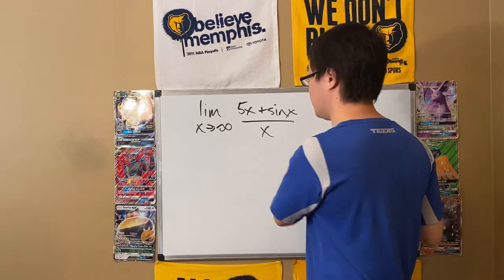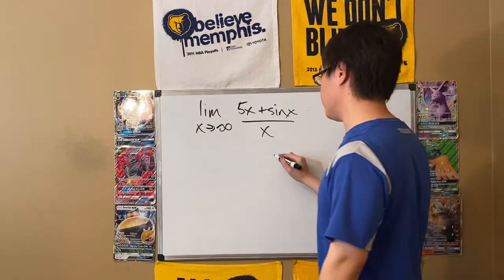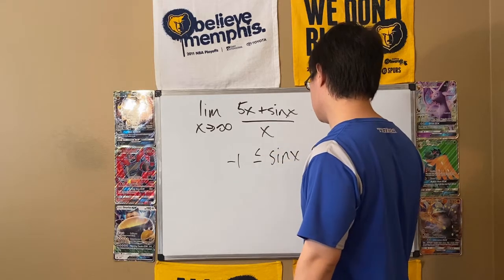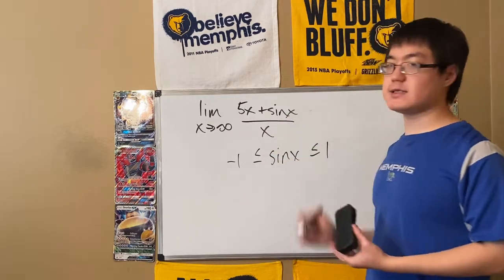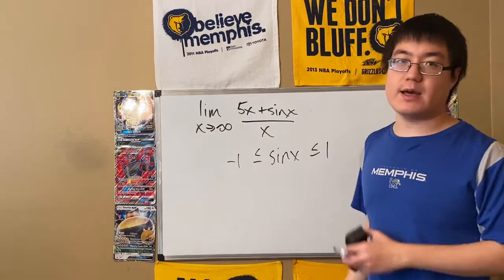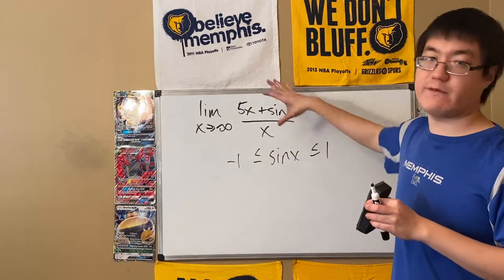Just like in the previous examples, we start off with sine of x being between -1 and 1. So sine of x is in between -1 and 1. Then we have to get to this right side. So it looks like we have to first add 5x and then divide by x in order to get this middle thing to be the original function.